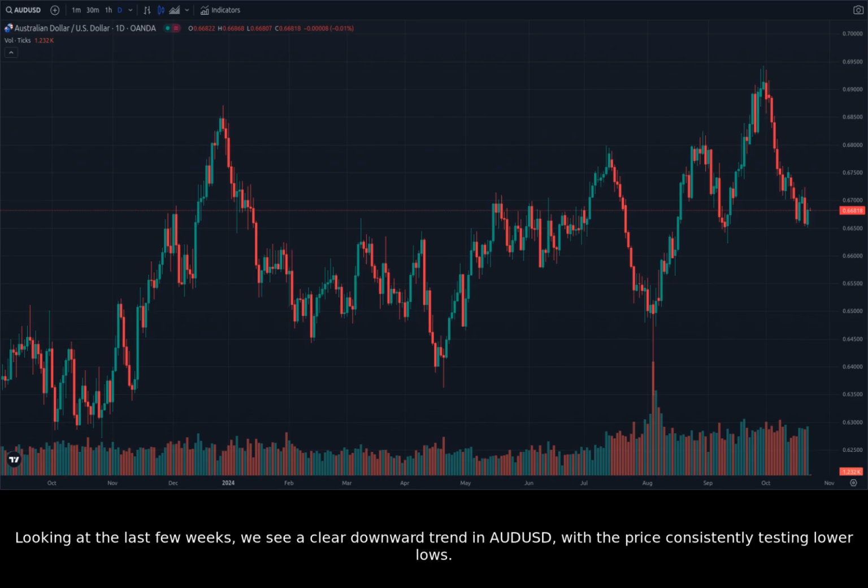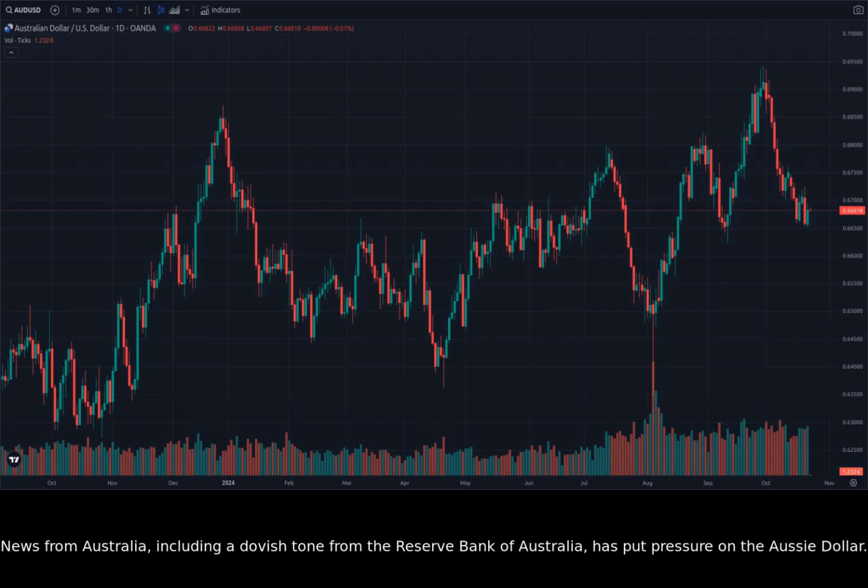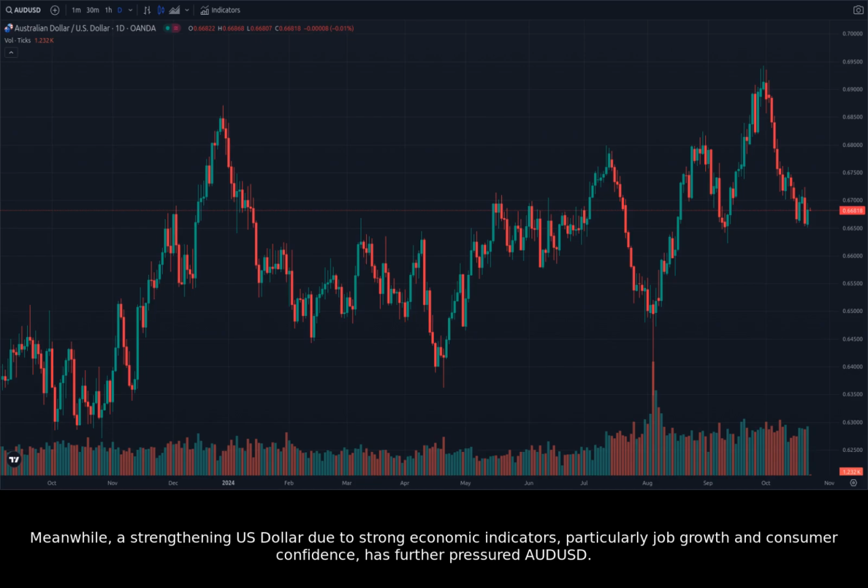Looking at the last few weeks, we see a clear downward trend in AUDUSD, with the price consistently testing lower lows. This downward movement is likely fueled by several factors, including recent economic news from Australia and the US. News from Australia, including a dovish tone from the Reserve Bank of Australia, has put pressure on the Aussie dollar. Meanwhile, a strengthening US dollar due to strong economic indicators, particularly job growth and consumer confidence, has further pressured AUDUSD.